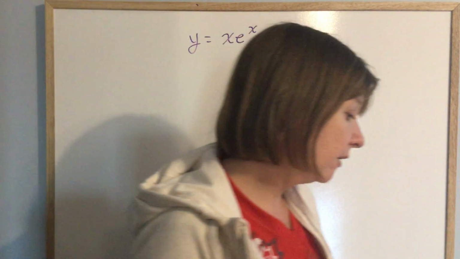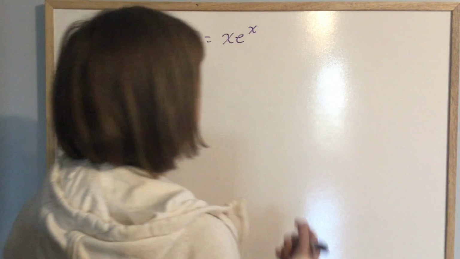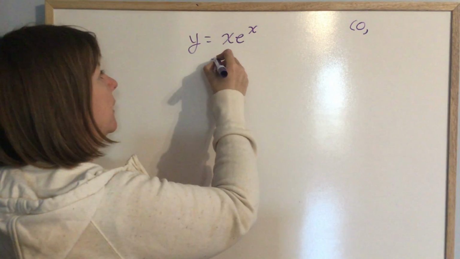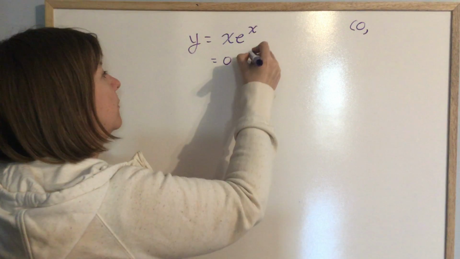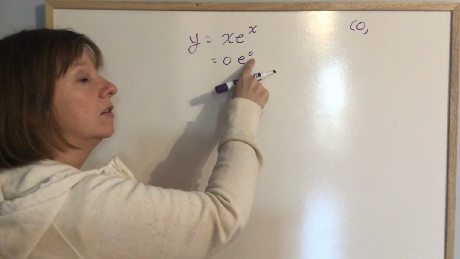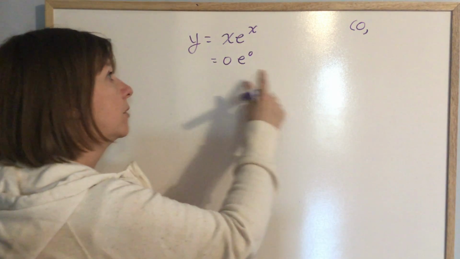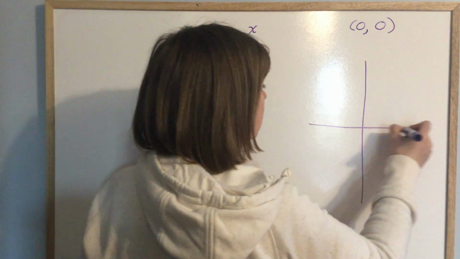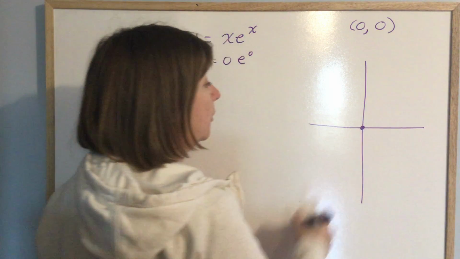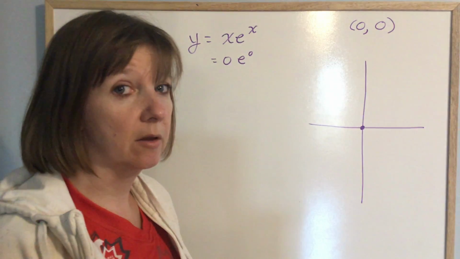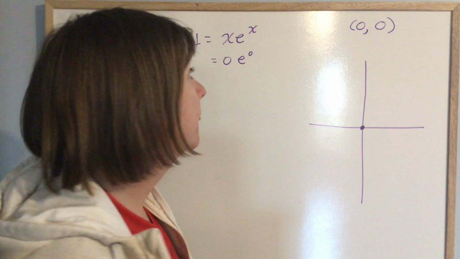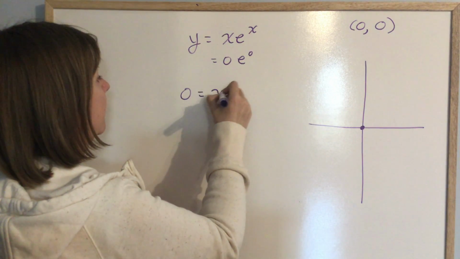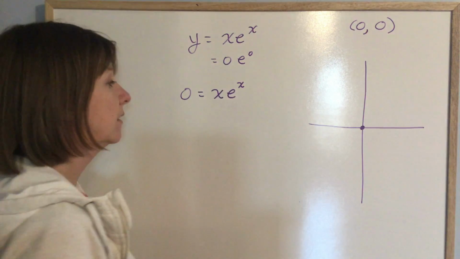All right, so let's talk intercepts first. If I make my x 0, then I would have 0 times e to the 0. Well, e to the 0 would be 1, but times 0 would be 0. So I already know I have a point at 0 and 0. If I make my y 0, then I have x is e to the x.